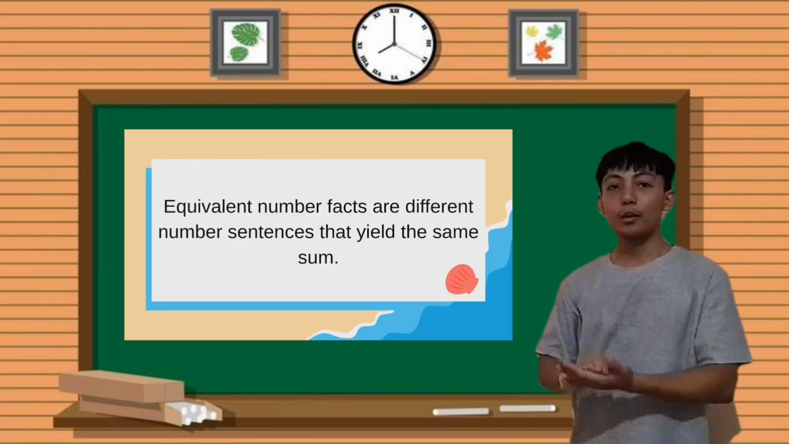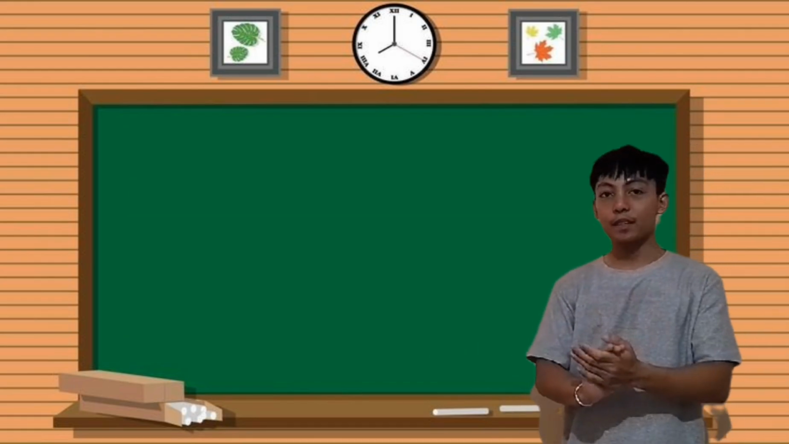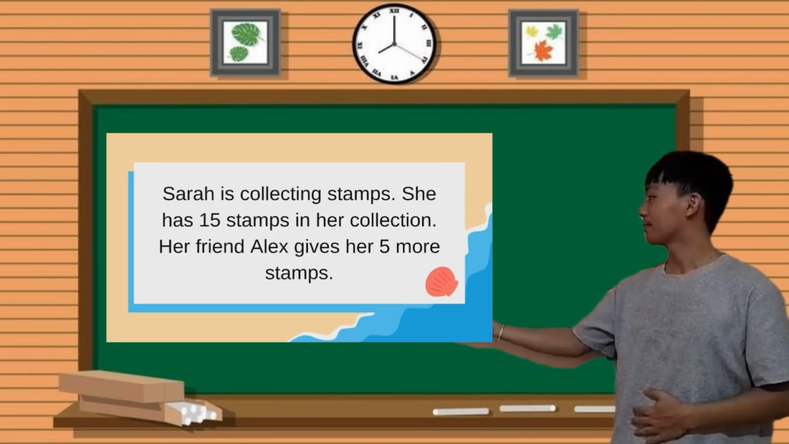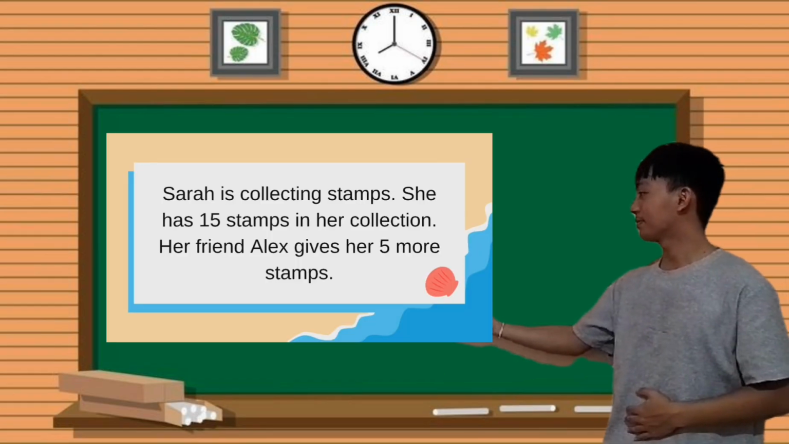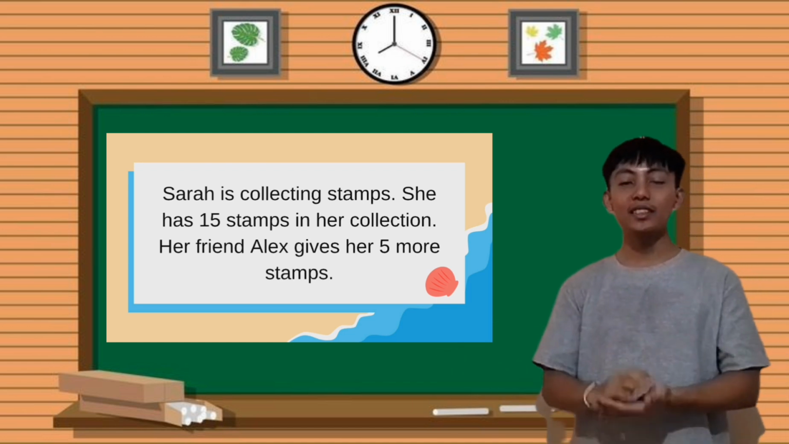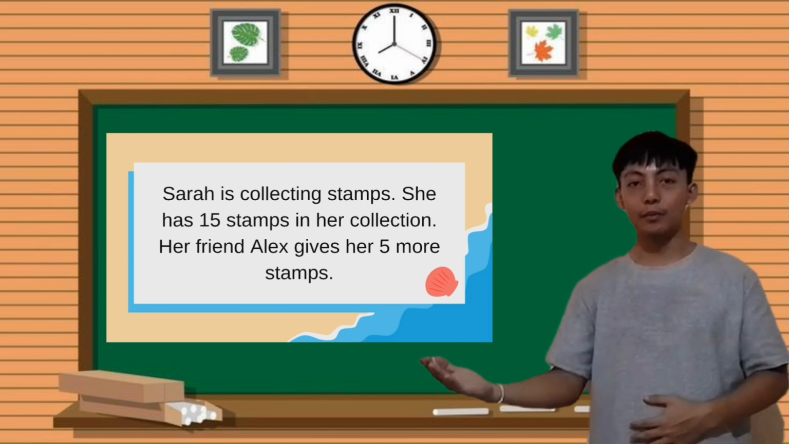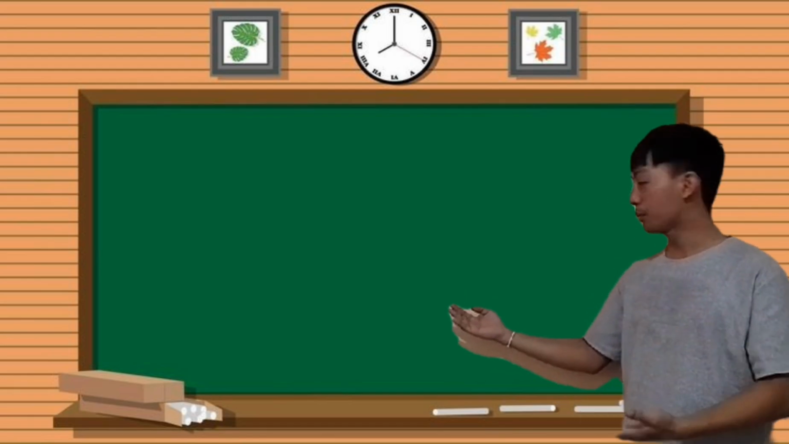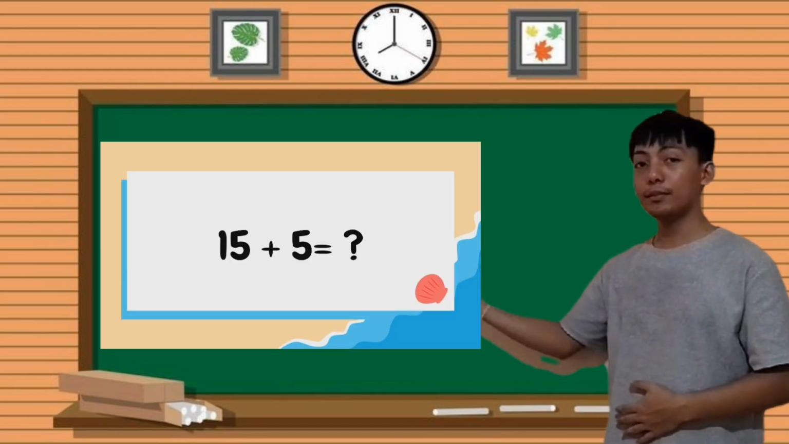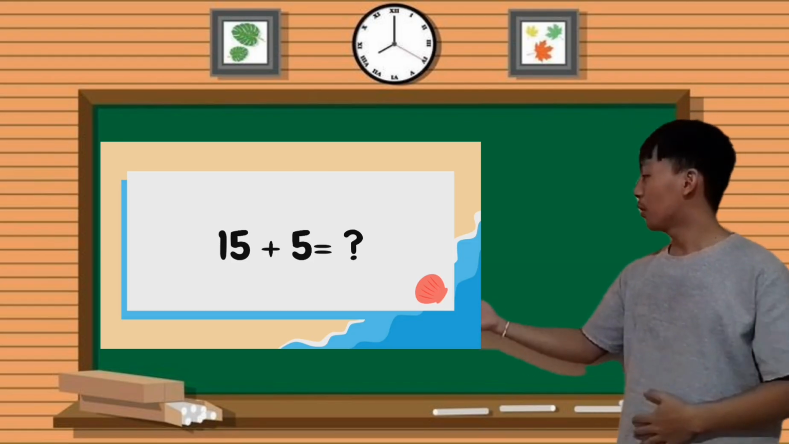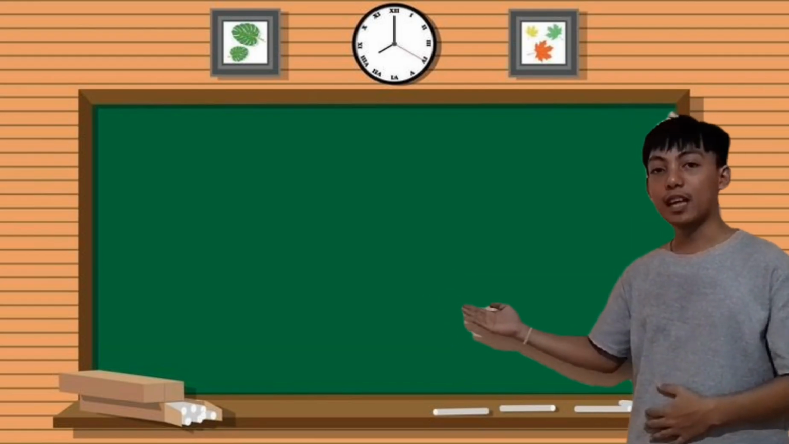Okay, so I have here another problem. Read, everyone. So, how many stamps does Sarah have now? Let's add how many stamps she has now. 15 plus 5 is equal to 20, correct? So, Sarah has 20 stamps now.